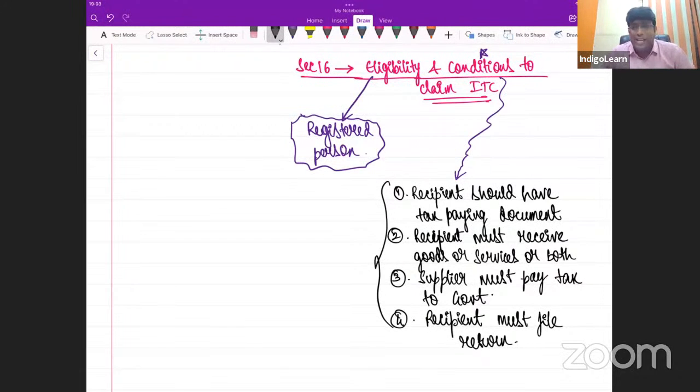And the 4 conditions to be satisfied are what? Number 1, the recipient should have a tax paying document. Generally, it's nothing but an invoice. Number 2, the recipient must receive goods or services or both. Number 3, the supplier must pay tax to government. Number 4, the recipient must file return. Now, some important point, listen carefully.